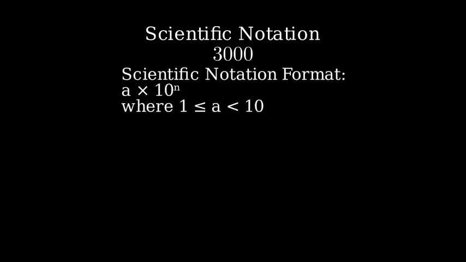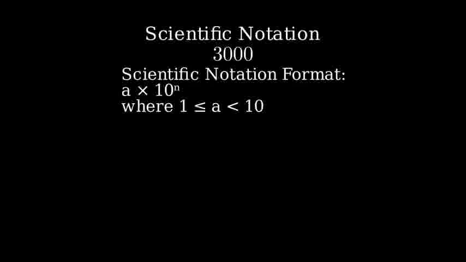Let's learn how to write numbers in scientific notation using 3000 as our example. First, let's understand what scientific notation means. Scientific notation is a way of writing numbers that makes them easier to read and work with, especially very large or very small numbers. To convert a number to scientific notation, we follow these steps.